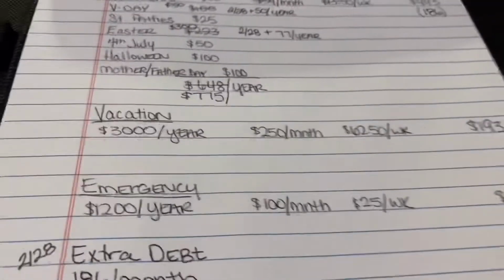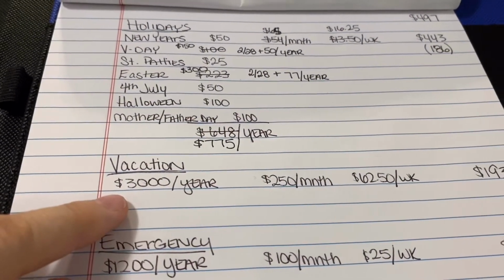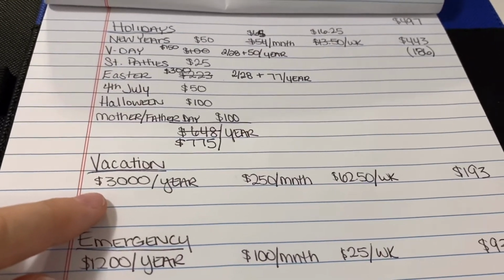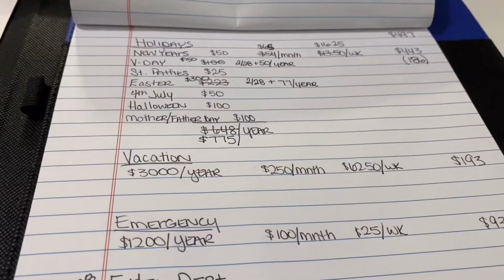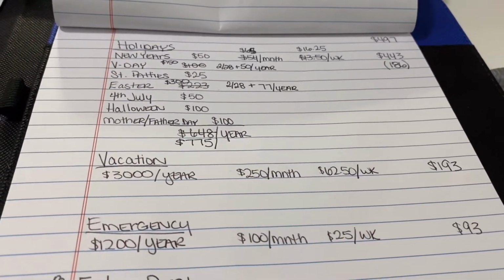Our next envelope is our vacation envelope. This one we try to save $3,000 a year to go on a vacation. And lastly, we have our emergency envelope. For our emergency envelope, we try to save about $100 a month. This can be used for anything that is broke down in the house or our car.